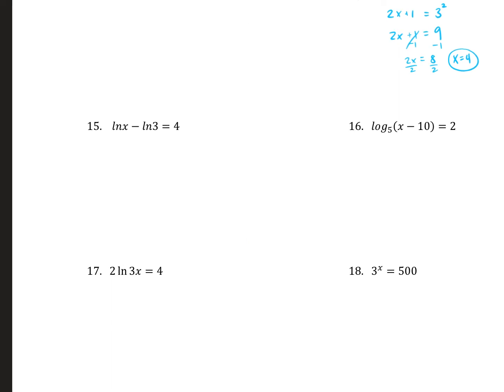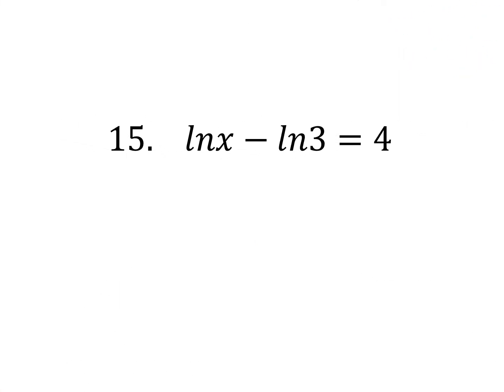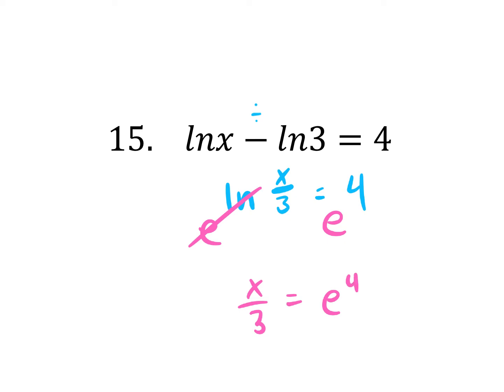All right, let's take a look at 15. What can I do to solve 15? Condense it. So all my properties either have one log on one side or a log on both sides. If I have two logs on one side, I just want to condense it to one. So this would be ln of x over 3. Since we're subtracting, that goes with division. That's equal to 4. How can I get rid of the ln? Make the big base e. So that cancels out with the ln. So x over 3 is equal to e to the 4th power.